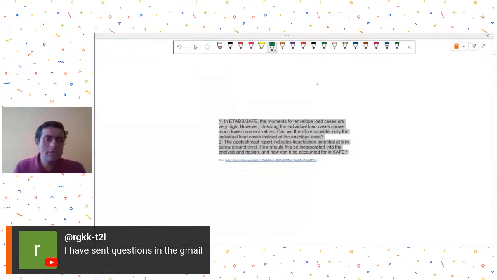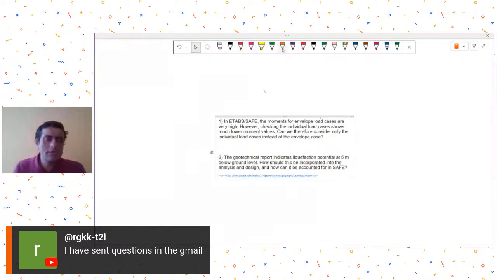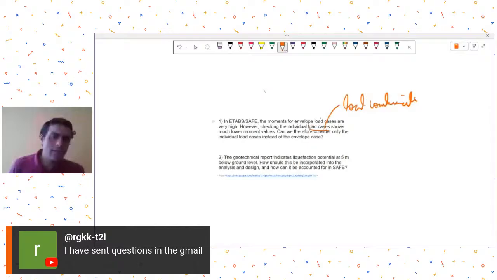in ETABS SAFE, the moments for envelope load cases are very high. I hope you are not meaning load cases, you are saying load combinations, as I understand. I'll just correct you over here that I believe you are asking about load combinations. So he's saying that the enveloping load combination results are very high, and checking the individual load combination shows much lower values. Can we therefore consider only the individual load combinations instead of envelope combinations?